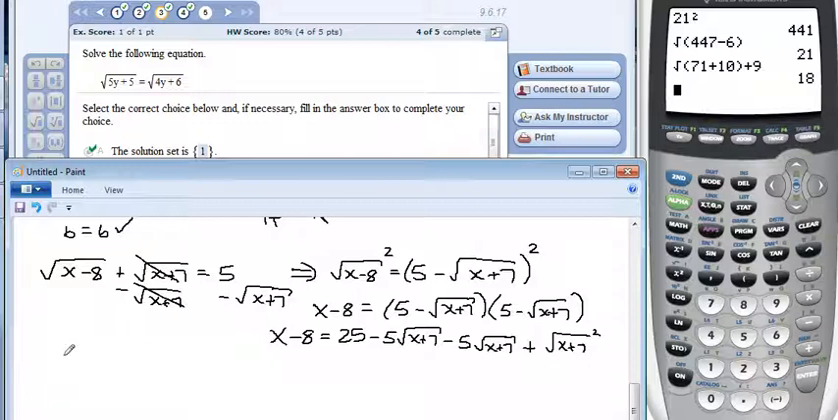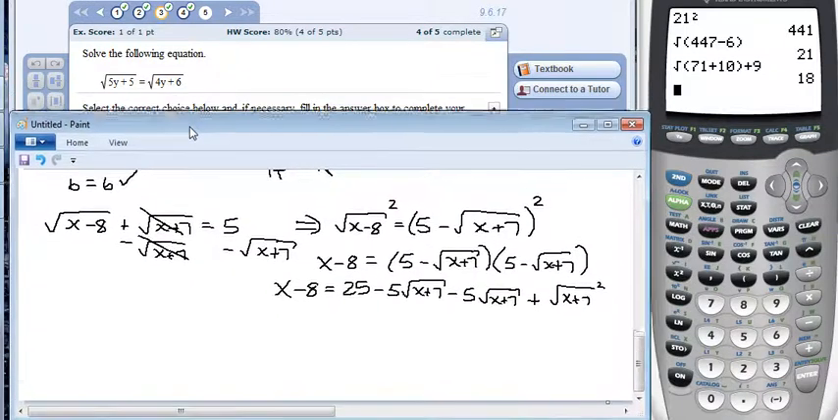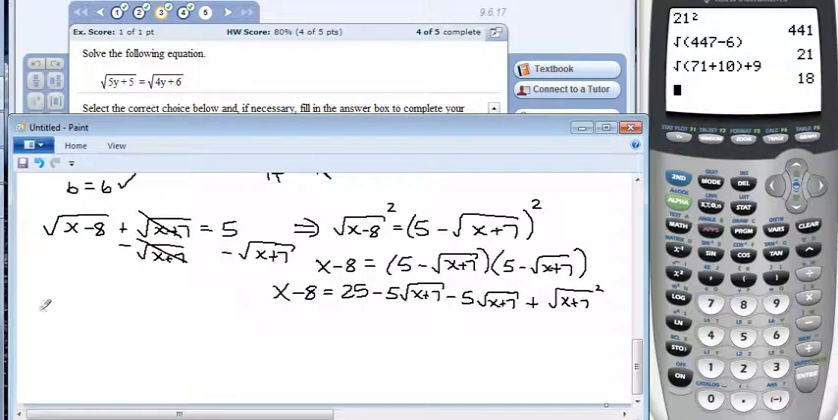I'm going to go way over here now. I'm getting down to the bottom of my screen, which is very unfortunate. Oh dear. Okay. All right, so I've got x minus 8 is equal to, all right, I've got 25. That's this one right here. I've got negative 10 of these. Negative 5 of something and negative 5 of the same is negative 10 of those.